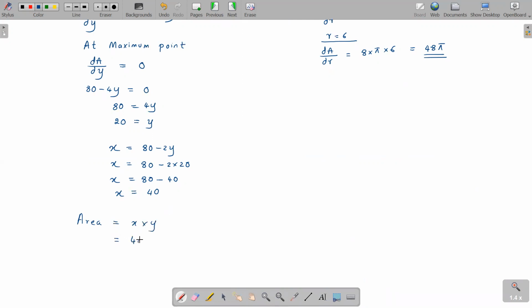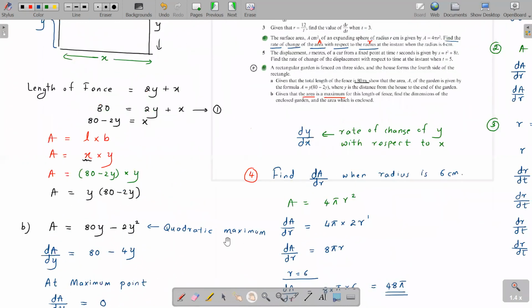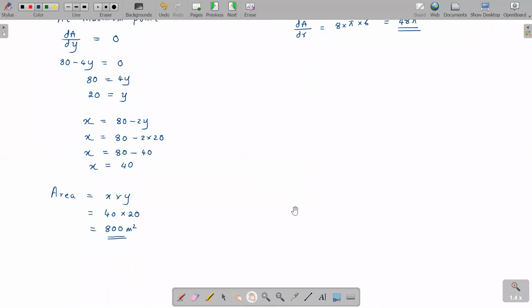So x is 40, y is 20. How much is it? 40 into 20 is 800. So I think we have square meters, right? 800 square meters, because the length of the fence is 80 meters. Therefore, because your perimeter is in meters, your area should be in square meters. Okay, is this okay? So the dimensions are also 20 meters and 40 meters here.